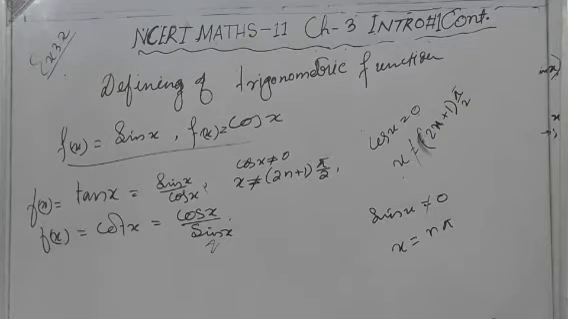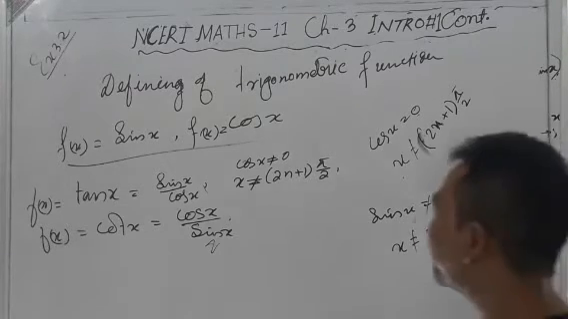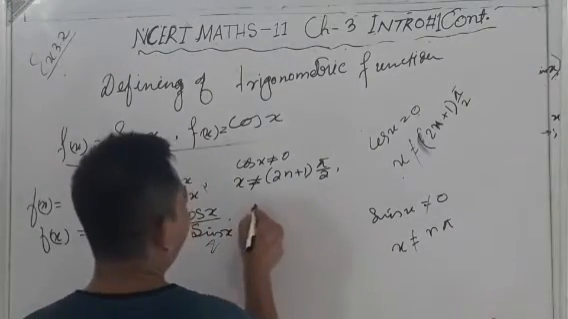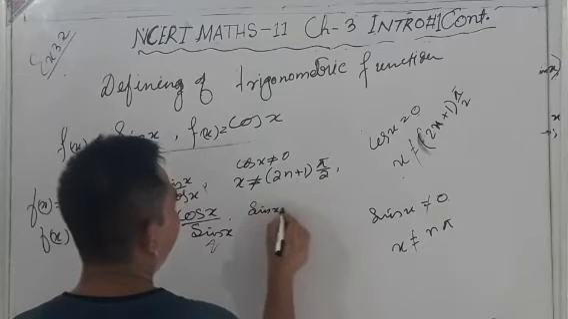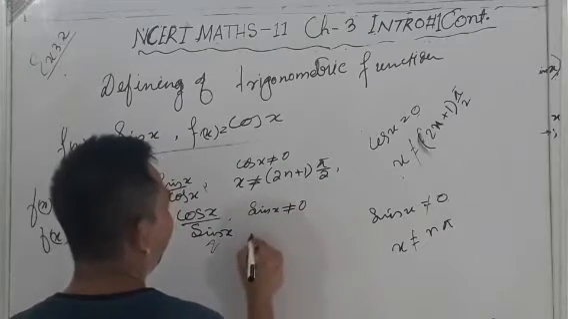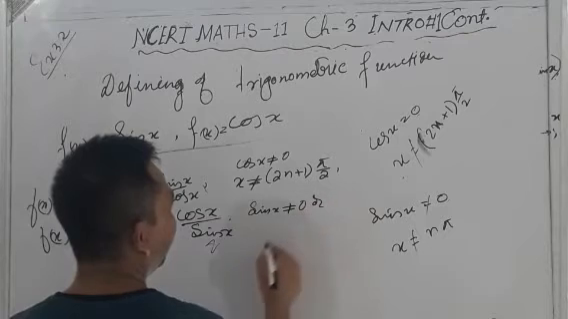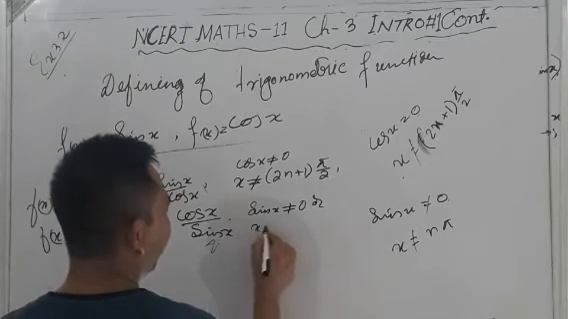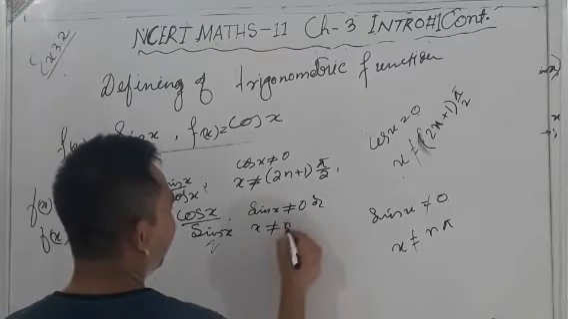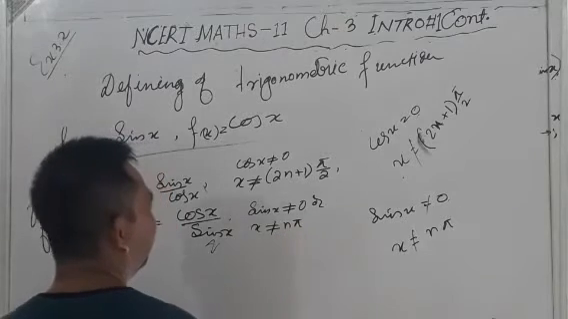Anything upon 0 is not defined. Correct? That means sin x is not equal to 0, hence x is not equal to n pi. Correct? Okay. Here sin x should not be equal to 0, so the condition is x should not be equal to an integral multiple of pi.